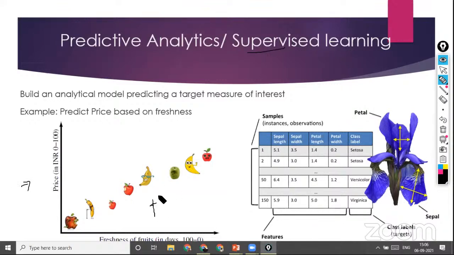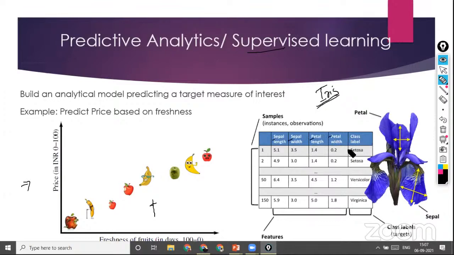Now take another example. Here I have taken an example from an iris plant, which is actually a popular data set in machine learning. And here you can see there are 4 features. It's an image of an iris plant, and there are 4 features: sepal length, sepal width, petal length, and petal width.